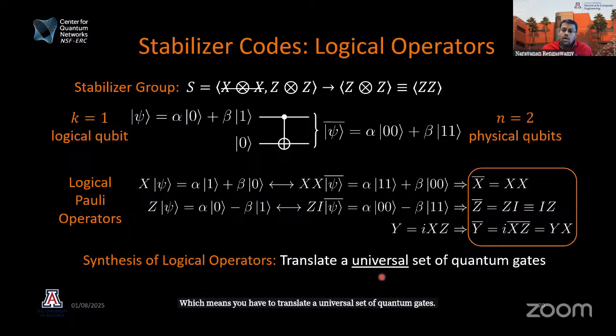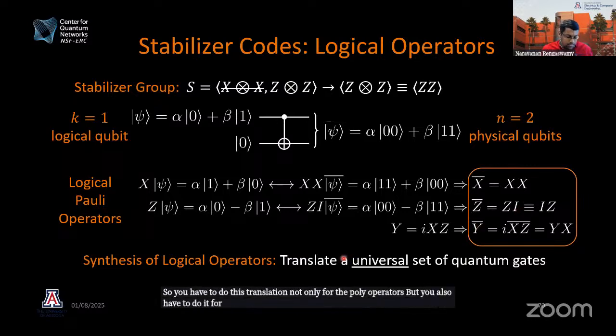And remember, our universal set had three things: Hadamard, T, and the CNOT. So you have to do this translation not only for the Pauli operators, but also for Hadamard, T, and CNOT.